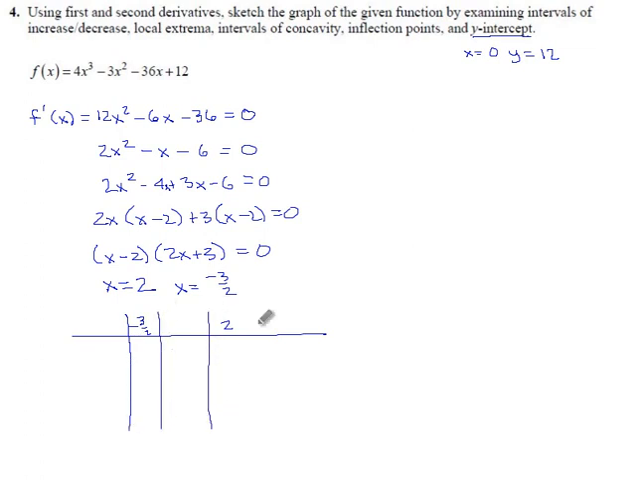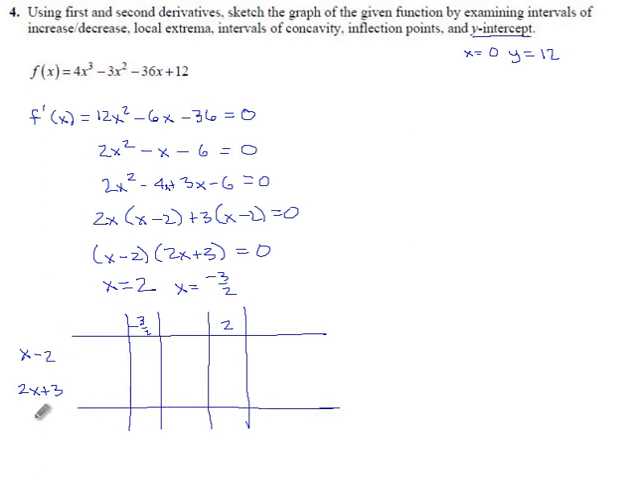And the pieces of our derivative are x minus 2 and 2x plus 3. And technically there's a 6 involved too that I divided out up here, but 6 is positive, so it has no effect on these signs, so I'm just going to ignore that.